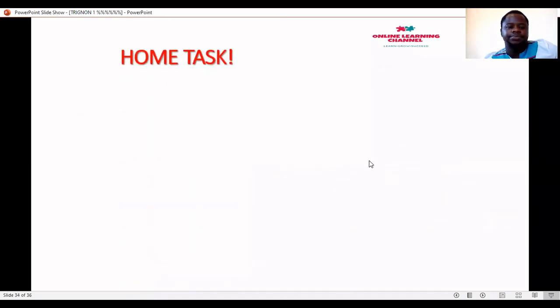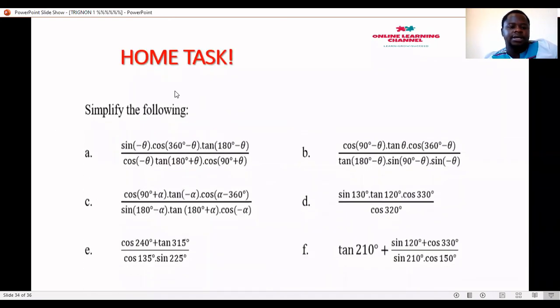So now your home task: simplify the following. This will be our number A, and then number B is this one, and number C, number D is this one, number E is this one, number F is this one. If you've got any question here, you can write in the comments, we can assist. This is simple. You just use the reduction formula.